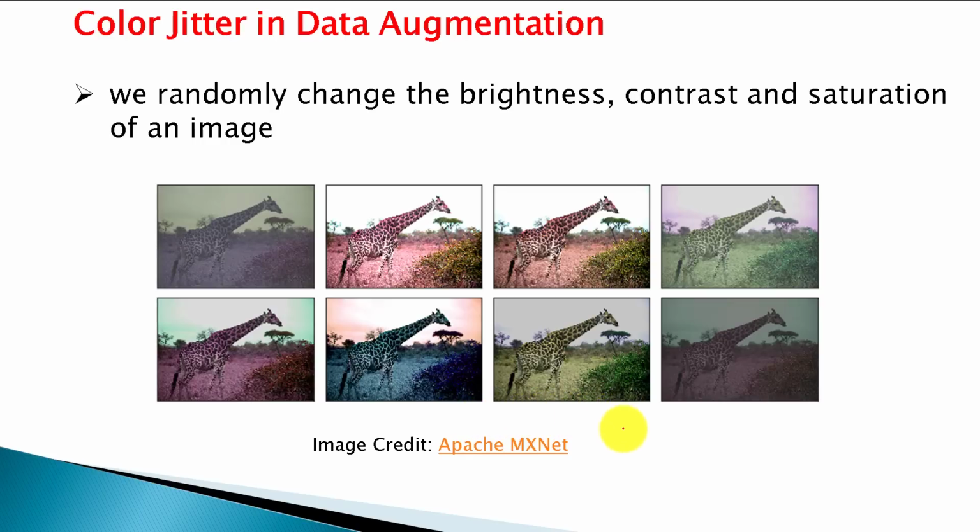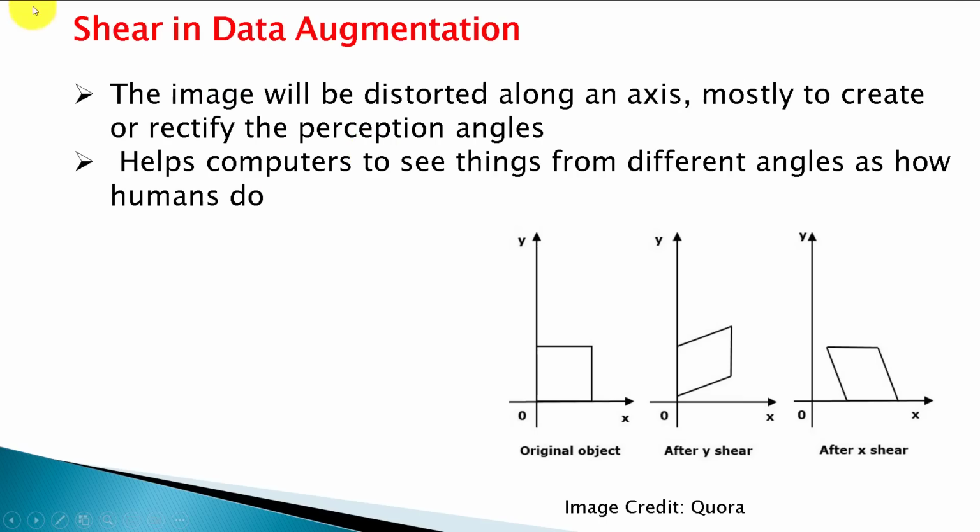The next data augmentation technique is shear. In shear, we distort the image along any axis. For example, here is the original image. After y-axis shear, the orientation or view of the image will be changed. Similarly, after x shear, the orientation or the view of the image again will be changed. So, shear helps computers to see an image from different angles, like as a human, we see images from different angles.